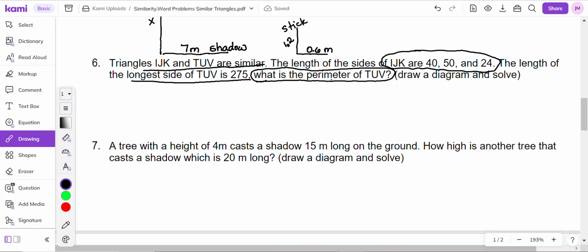What is perimeter? Yes, the sum of all sides. Okay. So I'm going to start off with a diagram. So it's two triangles. It looks like IJK has smaller numbers than TUV. But does it matter? No. Nothing is really drawn to scale. Clear?